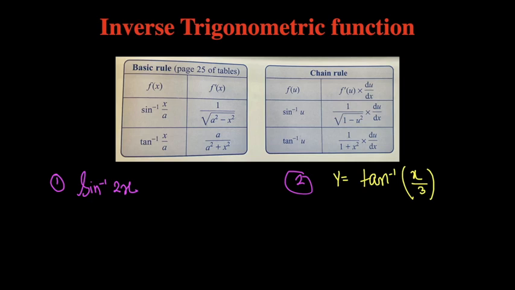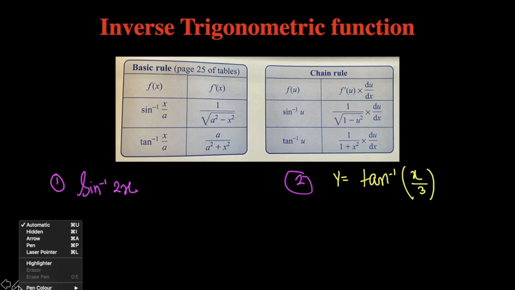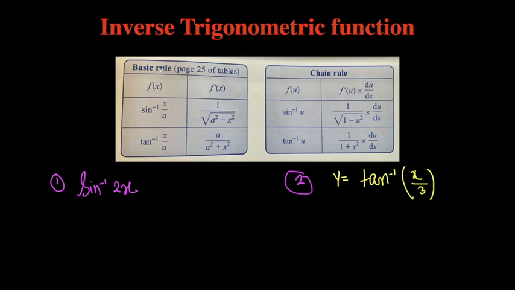So let's start, and before starting this tutorial, I would like to give some light on the inverse trigonometric function. If you have an inverse trigonometric function, you can also differentiate that. If you have sine inverse x over a, its differentiation becomes this part. And if you have tan inverse x over a, its differentiation becomes a over a square plus x square. And you can also use the chain rule using this formula, but we will use the shortcut method. So let's start with the first problem.